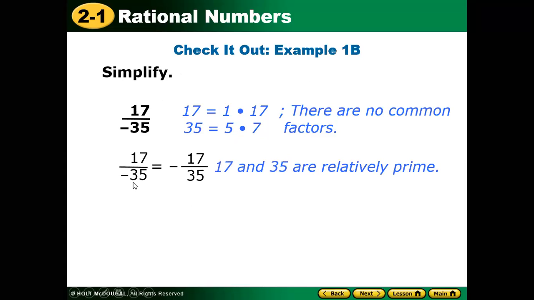To put it in simplest form, please avoid keeping a negative sign in the denominator. You have to remove it and put it outside the fraction. So if you have 17 over negative 35, you have to rearrange it, remove the negative and put it outside the fraction to make it negative 17 over 35.